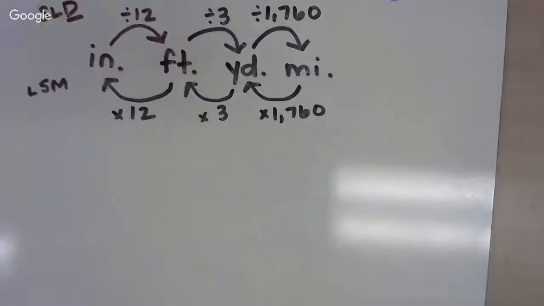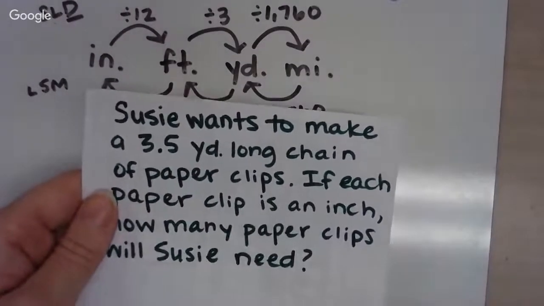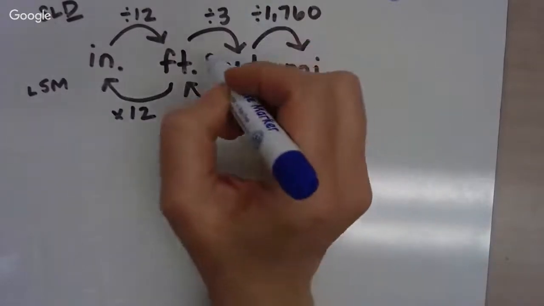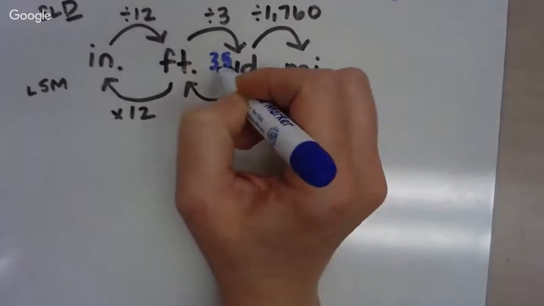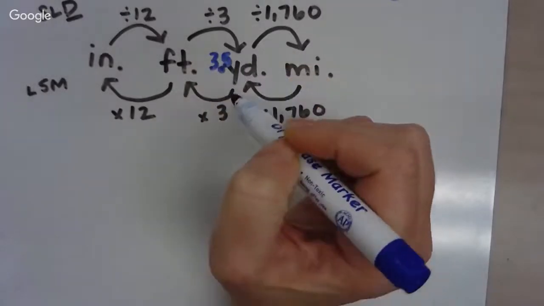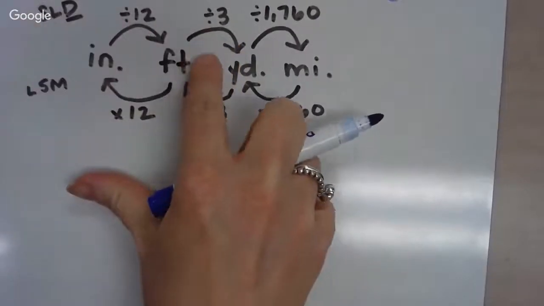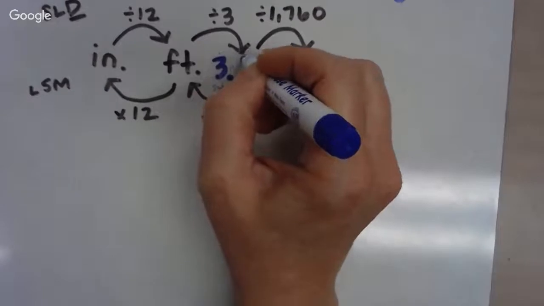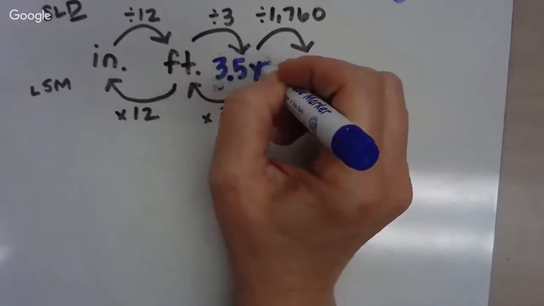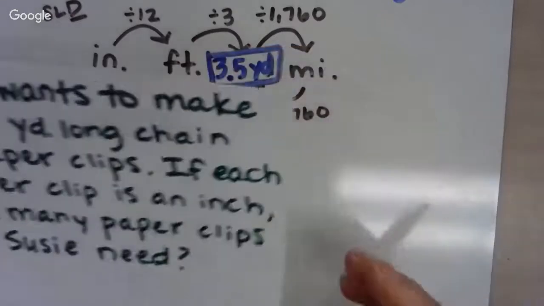So what I do to utilize my chart is first I record my given measure. My given measure here is this 3 5/10 yards. So I'm going to write 3 5/10 here. And in that way, I know that this is, let me make that a little bit clearer so that you can see that, 3 5/10 yards. This is my given measure. This is my starting point.